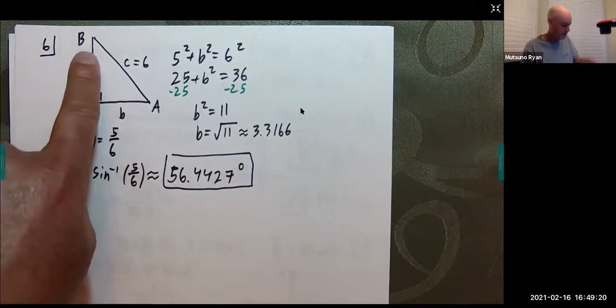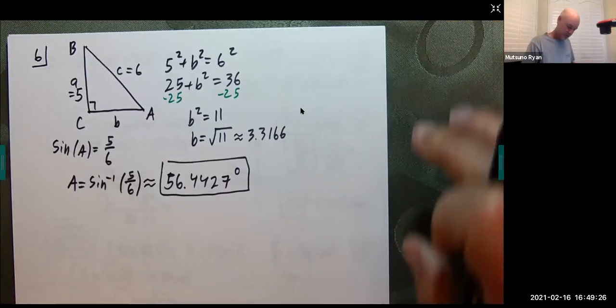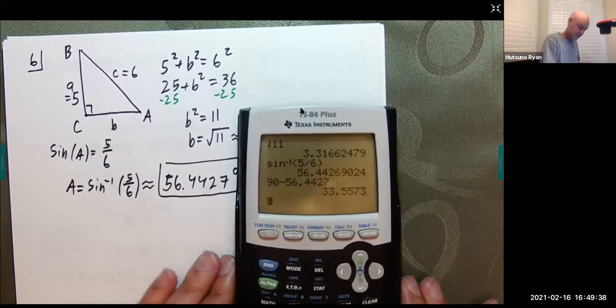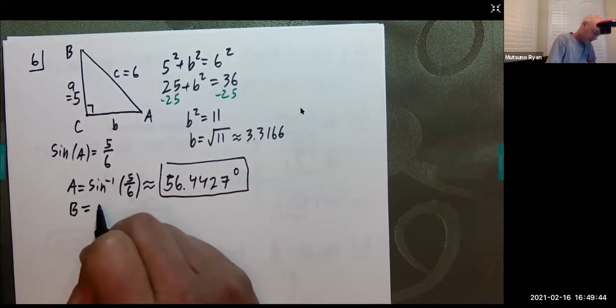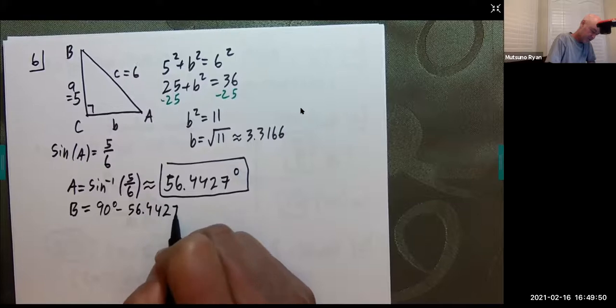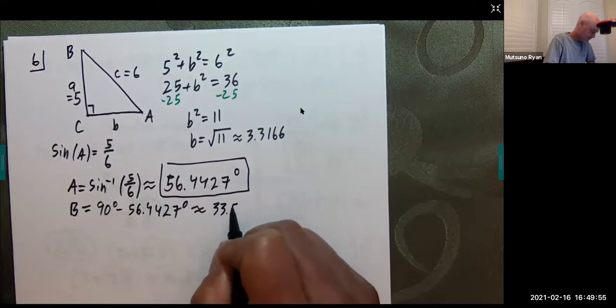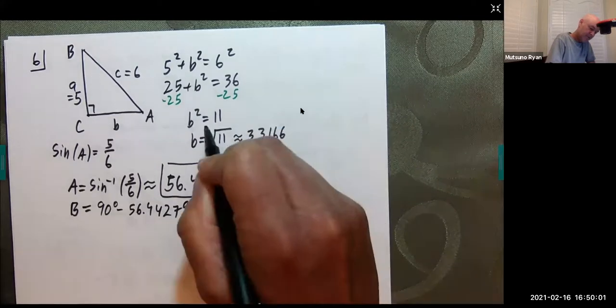And actually, angle B is what's called the complement of A, so I can actually just do 90 minus that number. So 90 minus 56.4427. So angle B is 90 degrees minus 56.4427, about 33.5573 degrees. Here are the 3 answers that they asked for.